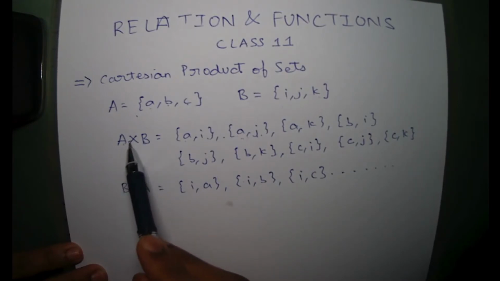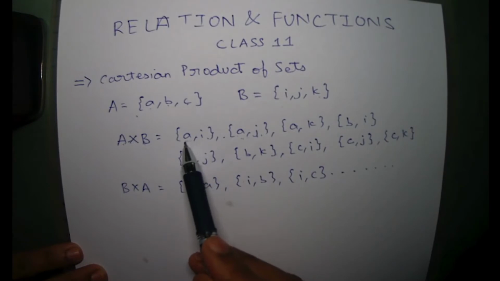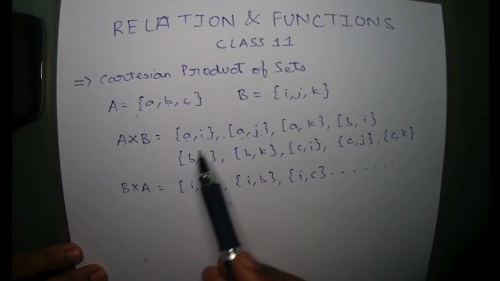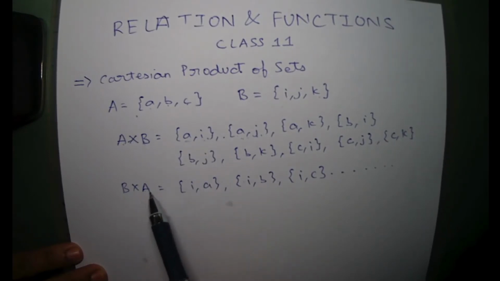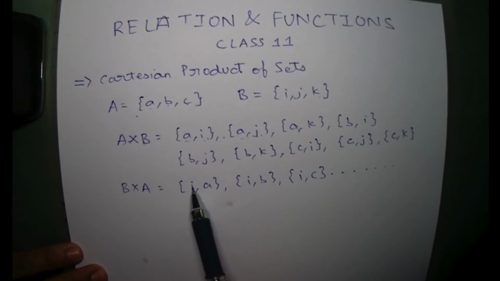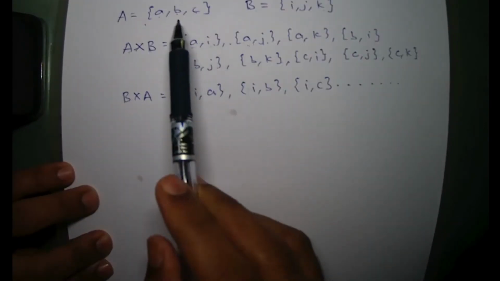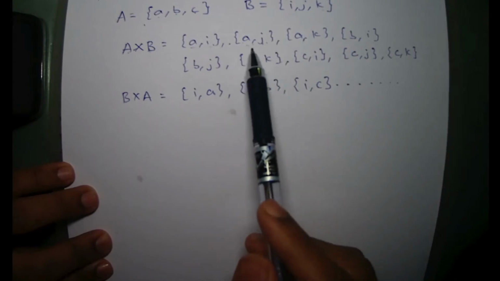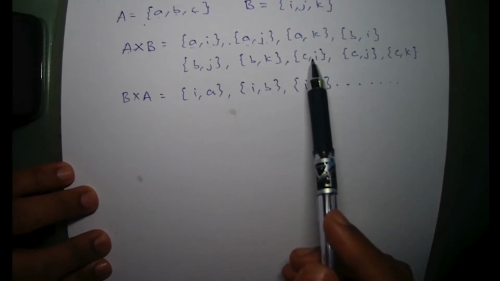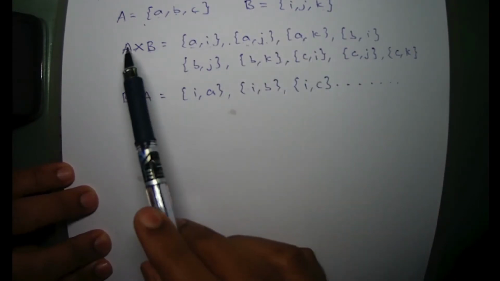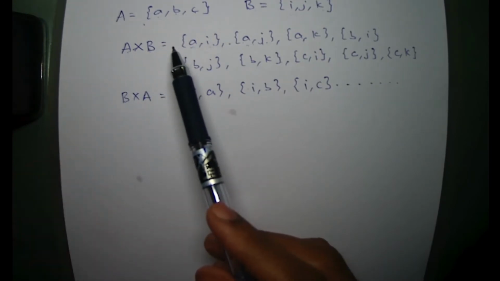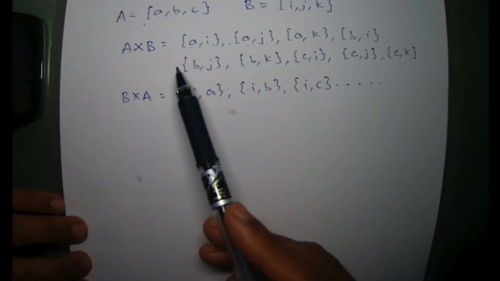If it is A into B, then the first term will be from set A, the second term will be from set B. In the case where it is B into A, the first term will be from set B and the second term will be from set A. So this is a Cartesian product of sets. As you can see, for two sets with just three terms in them, we got nine terms as the product of the multiplication. So for bigger sets, the number of terms will be very high.